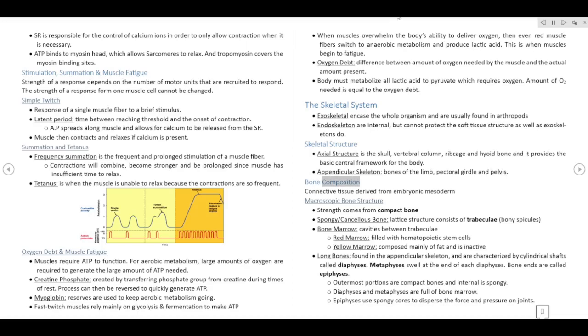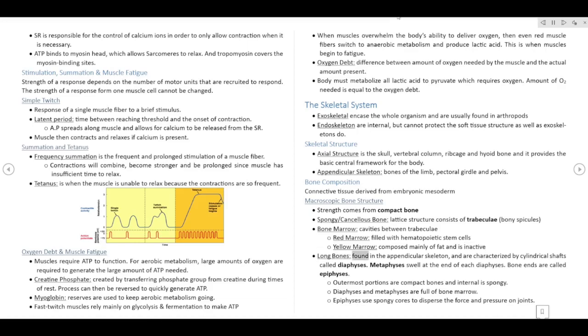Bone composition: connective tissue derived from embryonic mesoderm. Macroscopic bone structure. Strength comes from compact bone. Spongy or cancellous bone has a lattice structure and consists of trabeculae, bony spicules. Bone marrow fills the cavities between trabeculae. Red marrow is filled with hematopoietic stem cells. Yellow marrow is composed mainly of fat and is inactive.